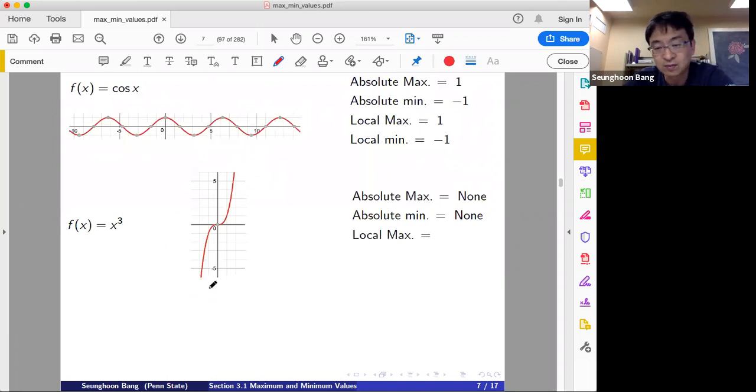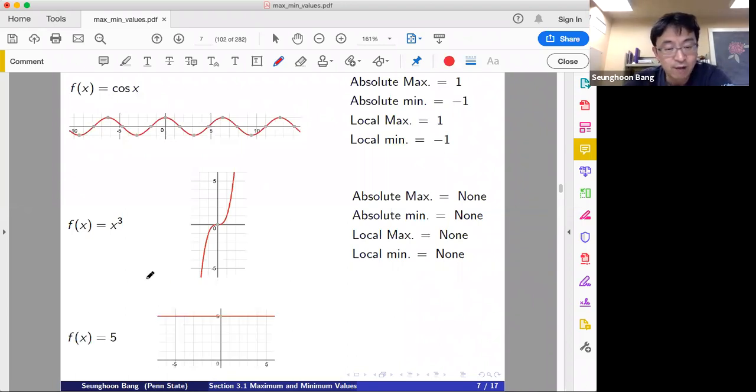Do you have a local maximum? What do you think? Do we have it? Similarly, no. So we don't have any locally highest point. Local minimum? No, we don't have a locally lowest point.